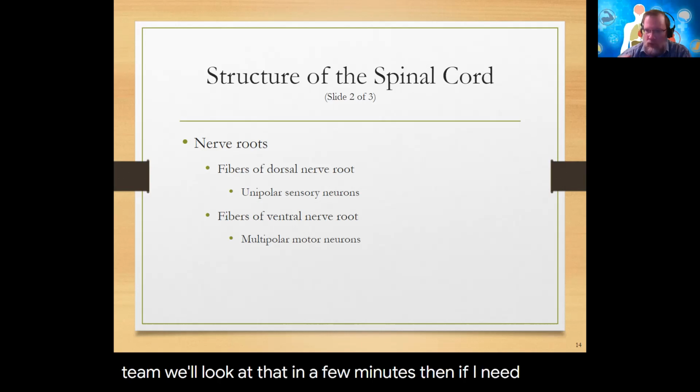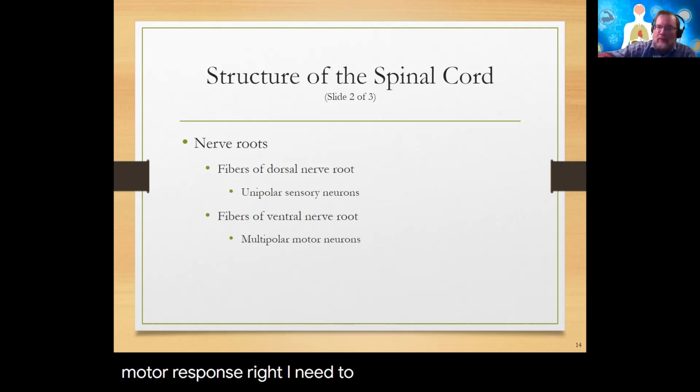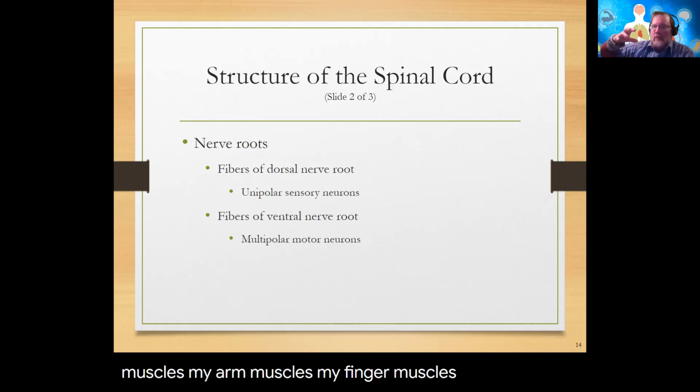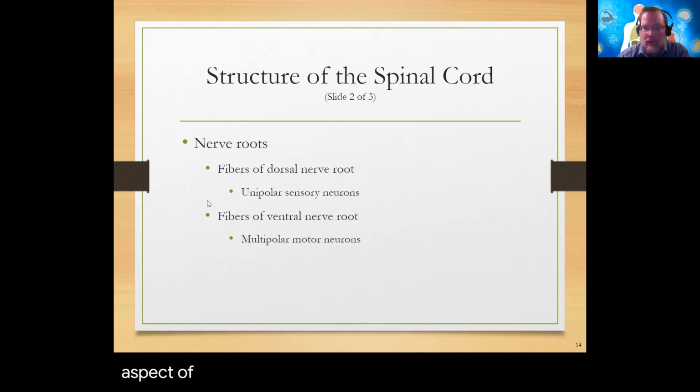Then if I need a motor response, right, I touch something hot. There it is. Ow, I need to pull my hand away. So the signal that comes out to get my shoulder muscles, my arm muscles, my finger muscles, my back muscles, to get everything to do this action, that's a motor aspect of the nervous system. So the motor response is going to come out the front door, what we call the ventral nerve root.